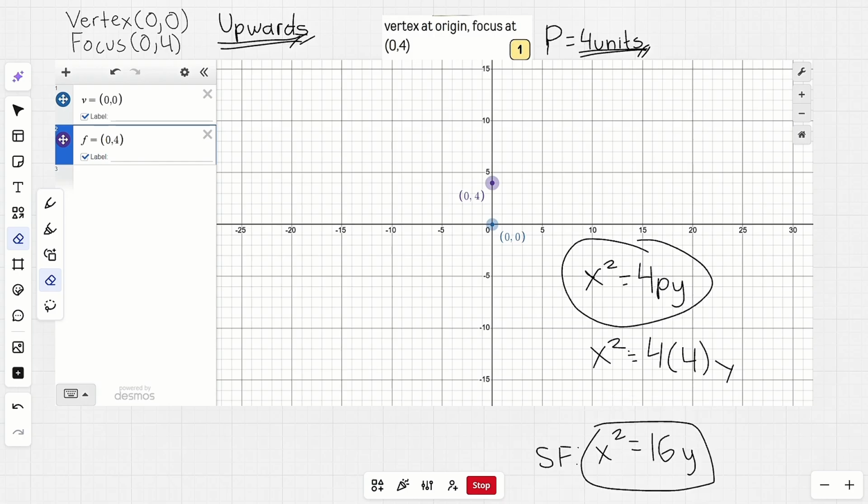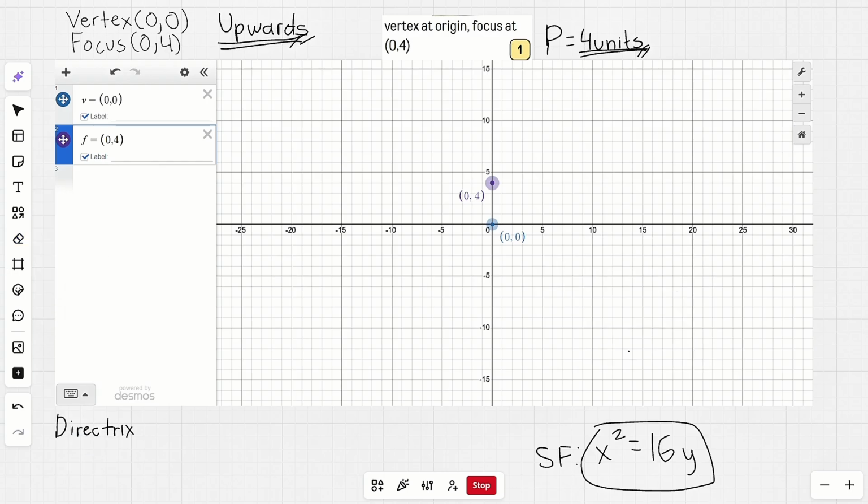Now let's try to find other parts of a parabola. We have the directrix and we have the latus rectum. We can just write it as LR. Now, how do we get the directrix? Like I said, focus to vertex and focus to directrix is the same value. So if we count vertex to focus 4 times, we also count focus to directrix 4 times.